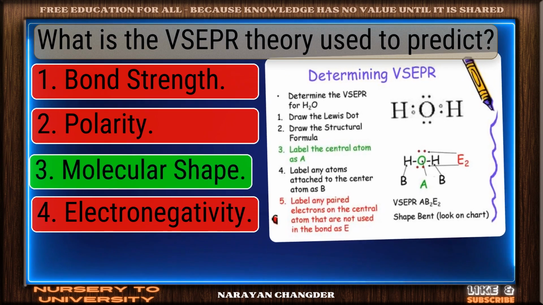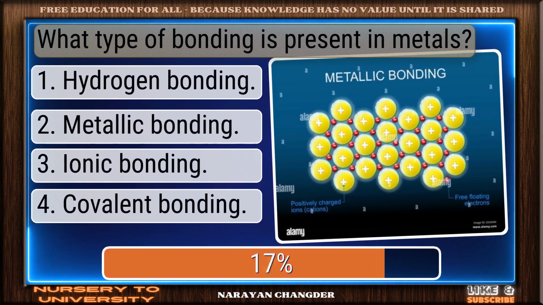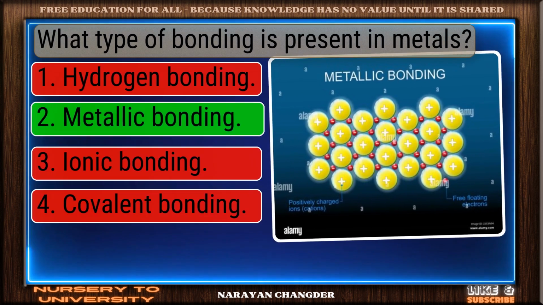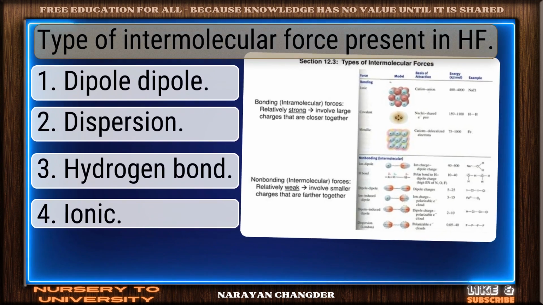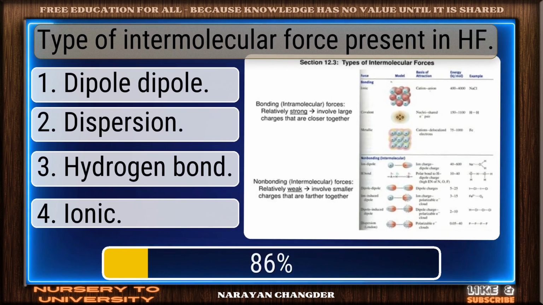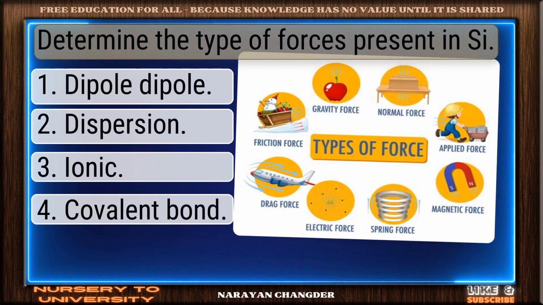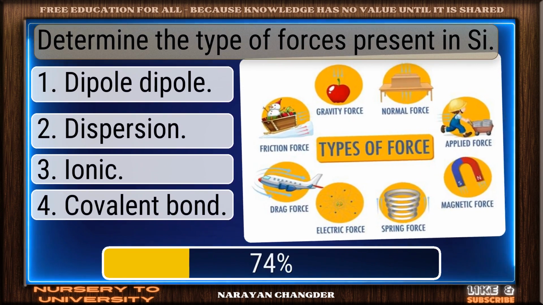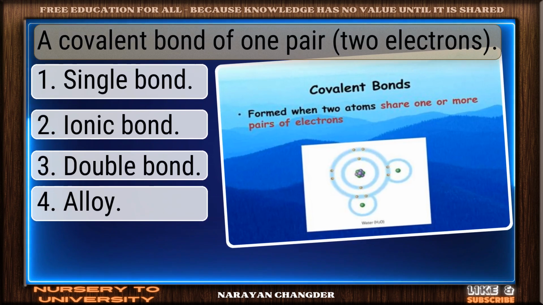Commendable response, molecular shape. What type of bonding is present in metals? Well-reasoned, metallic bonding. Type of intermolecular force present in HF? Well done, hydrogen bond. Determine the type of forces present in PCl3. Solid response, covalent bond. A covalent bond of 1 pair.